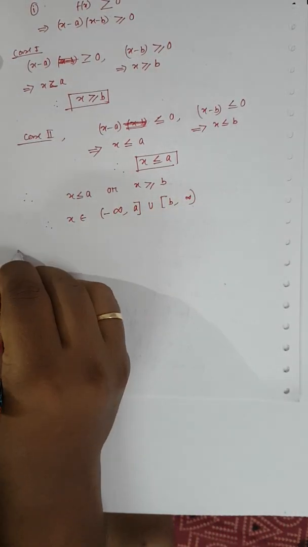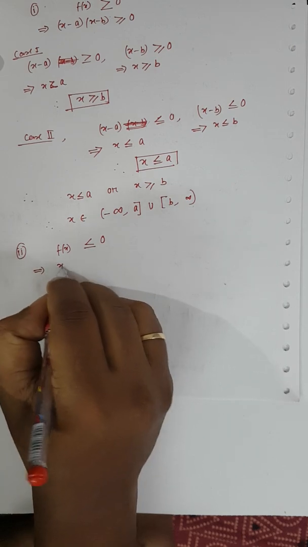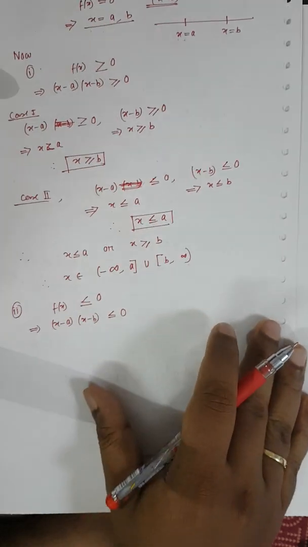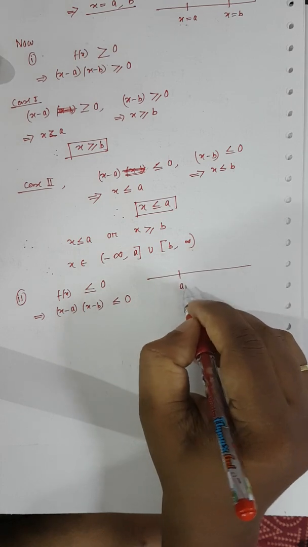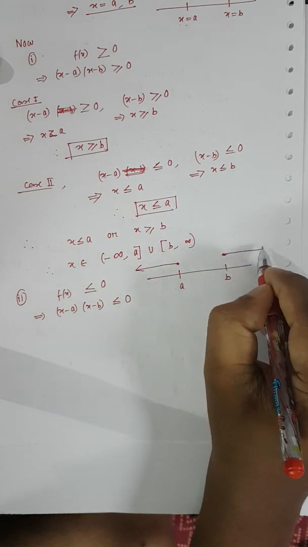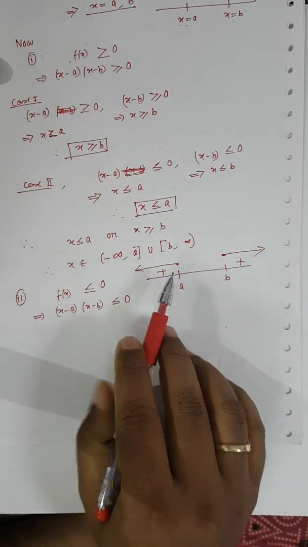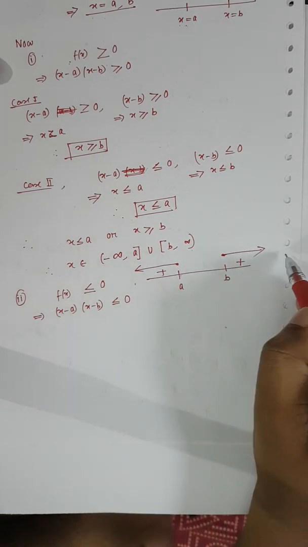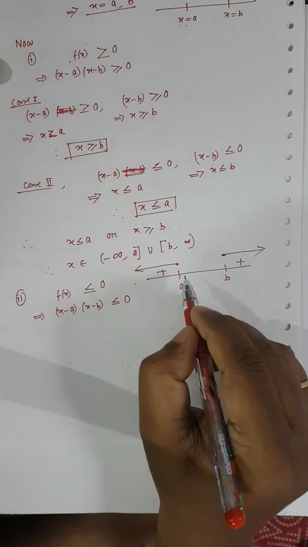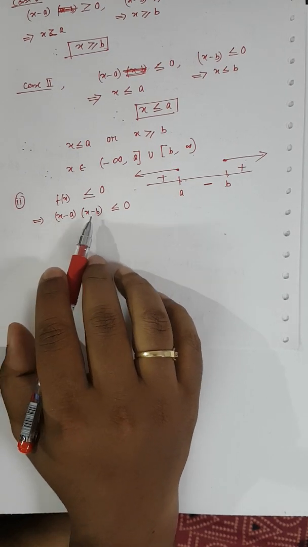Now the second case, when f of x is less than or equal to 0, that is (x minus a) into (x minus b) is less than or equal to 0. Now you can clearly see on the number line, this is your a, this is your b. When x is less than a and greater than b, the values of the function f of x are positive. So clearly when the value of x is in between a and b, then the value will be negative. Now the product of x minus a into x minus b is negative.